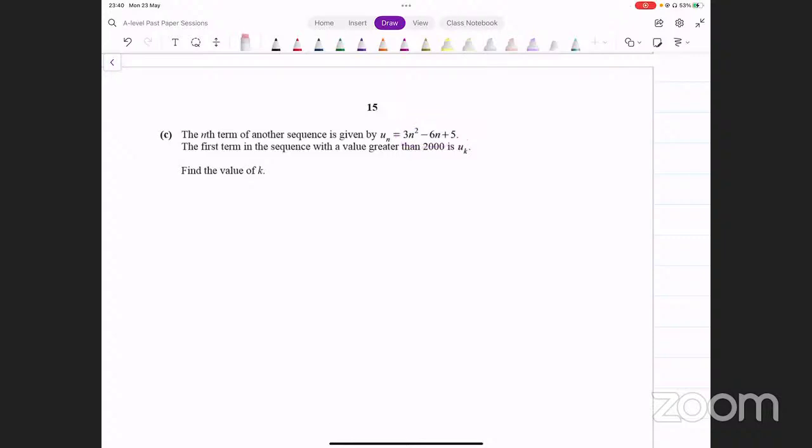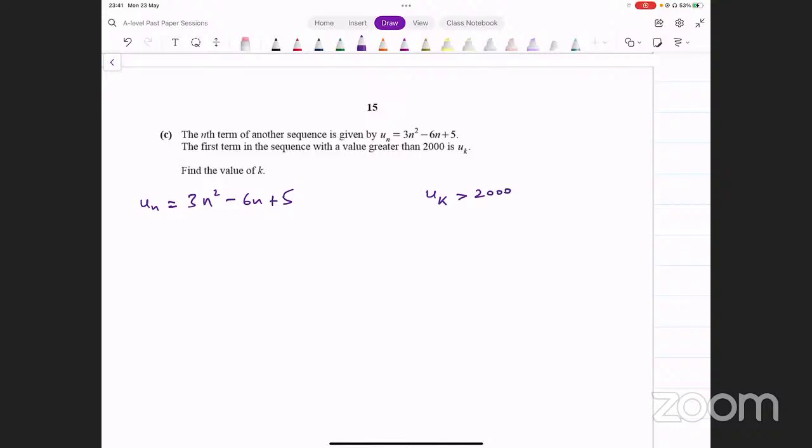तो nth term का formula दिया हुआ है. nth term आपको क्या बताती है? आपको आंसर बताती है कि रिजल्ट आपके पास क्या आता है. उसने कहा है, un equals 3n square minus 6n plus 5. ये आपके पास है. 2000 से जो पहली बड़ी वैल्यू है, that is uk. So basically uk is greater than 2000.